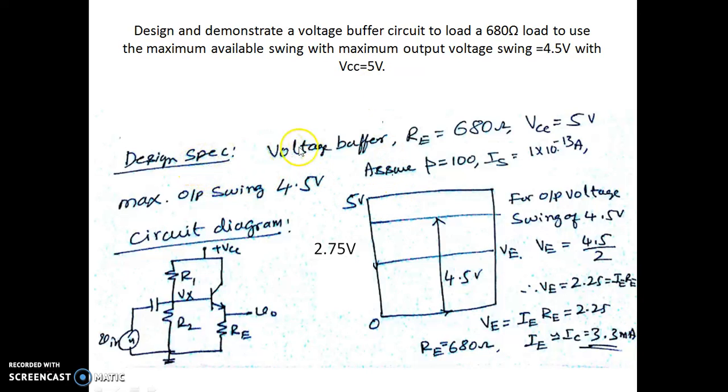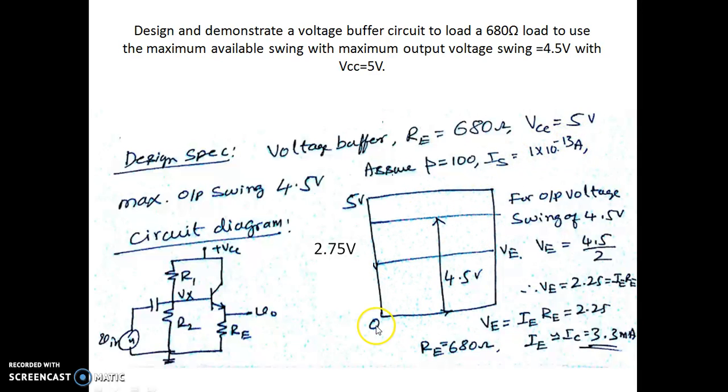So the design specifications are, we are asked to design a voltage buffer. The Re, that is the load resistance, is 680 ohms. The supply voltage VCC is 5 volts. The maximum output swing is 4.5 volts. And we are assuming the parameters here. The current gain of the transistor, we are assuming it to be 100, and the reverse saturation current of the transistor is 1 into 10 power minus 13 ampere.